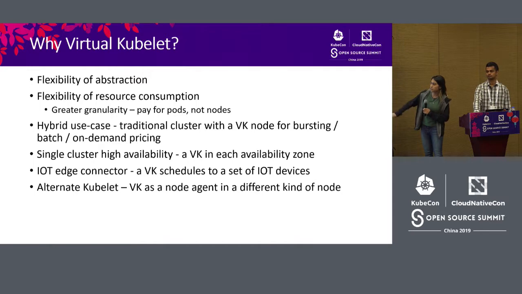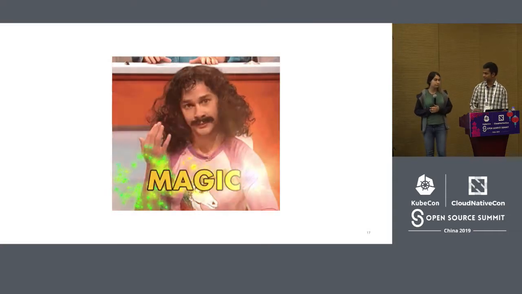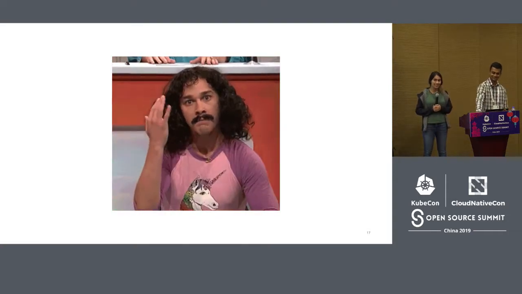And then we have some IoT edge use cases, and also masking virtual kubelet as a different kind of node. So you could mask it as a GPU node or GPU containers, things like that, or a different SKU. It's all magic.